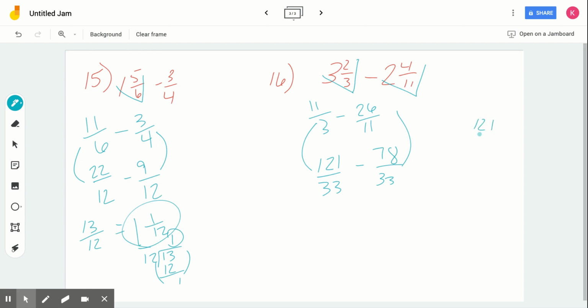Now when we subtract 121, take away 78. 11 take away 8 is 3. And 11 take away 7 is 4. So we have 43 over 33. If we would put this in the house, we would get 1 and 10/33.